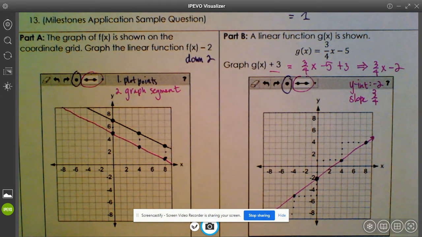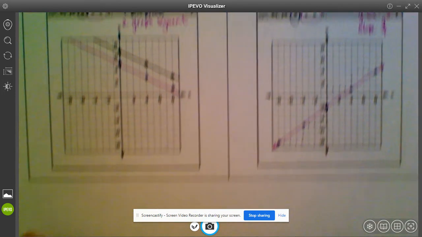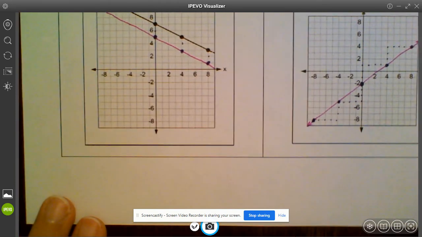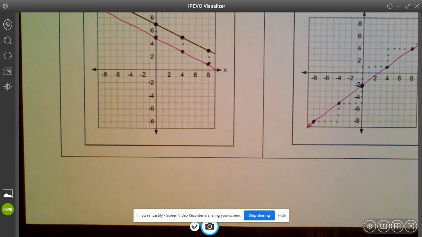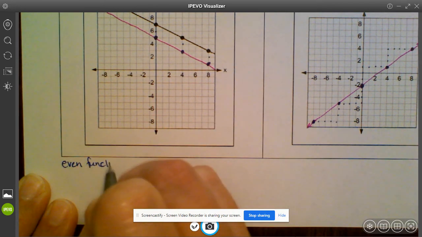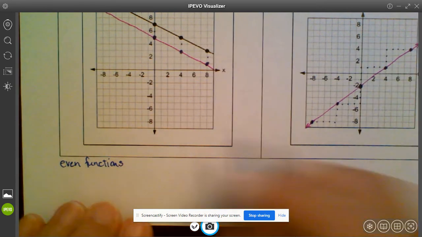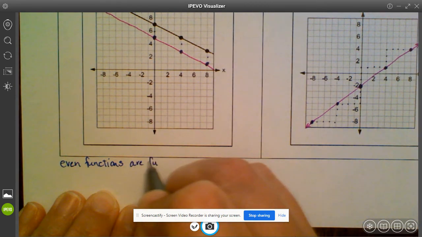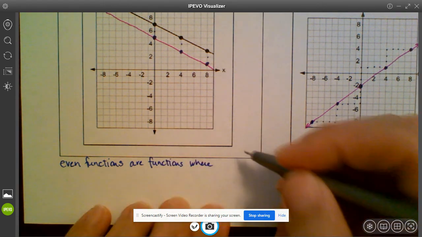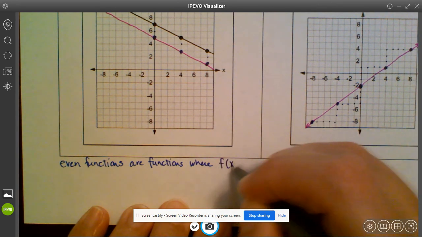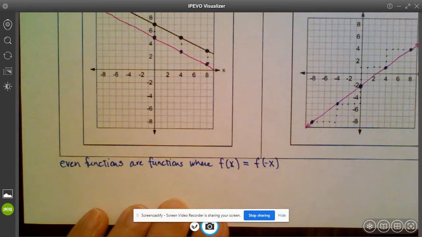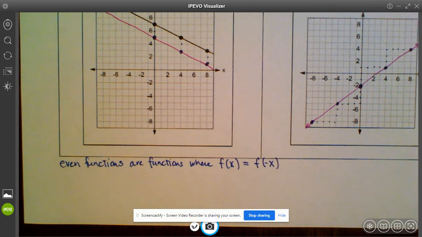So that's the end of comparing functions, but I did want to talk to you briefly about a special type of function, or actually two types of functions. Sometimes we talk about even functions, okay? Even functions are functions where when you have f of x and then you substitute negative x, you get the same function, okay?